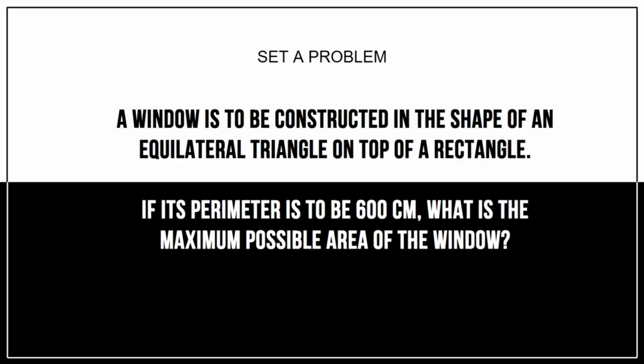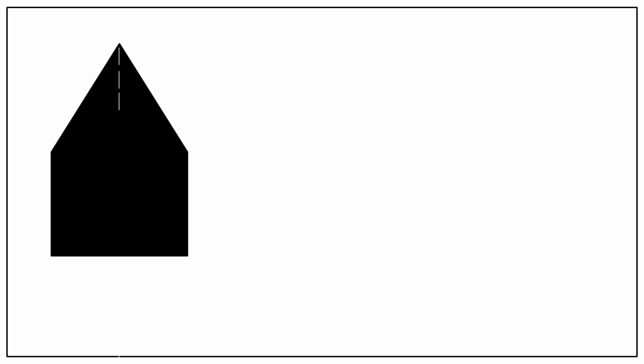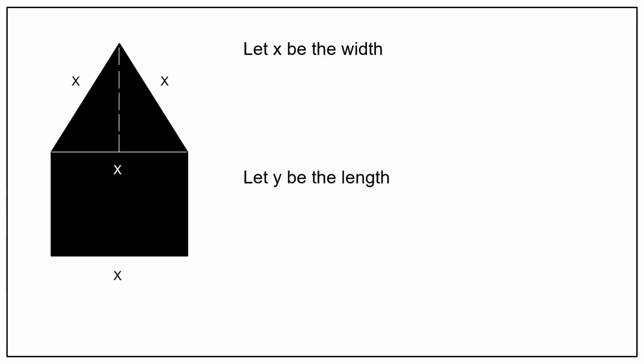A window is to be constructed in the shape of an equilateral triangle on top of a rectangle. If its perimeter is to be 600 cm, what is the maximum possible area of the window? First thing that we need to do is to draw the problem in order for us to be able to analyze it easier. In this sketch, we can let x be the width and y be the length.